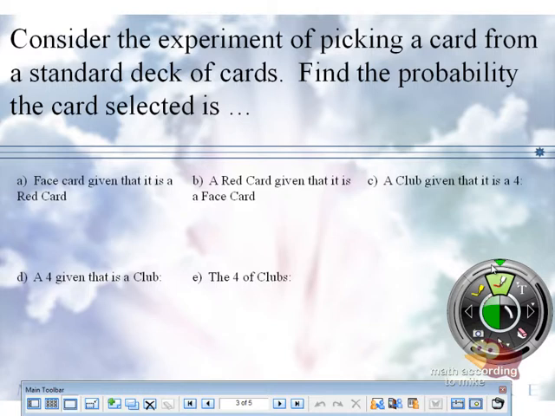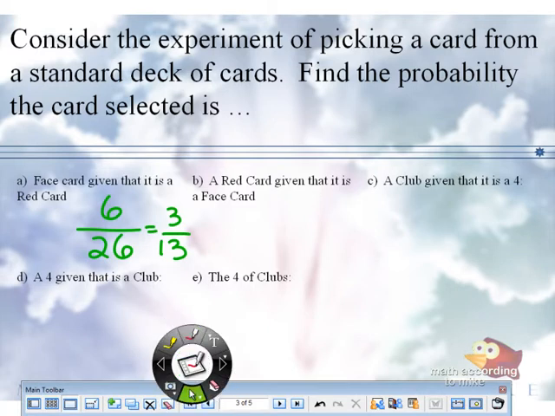How many red cards are there in a standard deck of cards? 26. Out of those 26, how many are face cards? 6, because you have your Jack, Queen, King of Hearts, Jack, Queen, King of Diamonds. So 6 over 26, or reduced, 3/13.